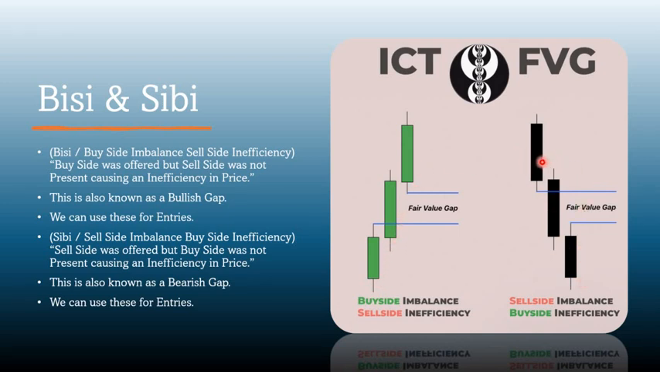So the same thing with a BISI, just the opposite with a SIBI. It's a 3-candle pattern, but coming down now, leaving a space between the first candle and the third candle's top and bottom wick, leaving a space here, which is known as a fair value gap, also known as an imbalance. Okay?